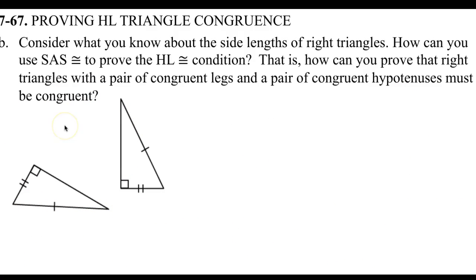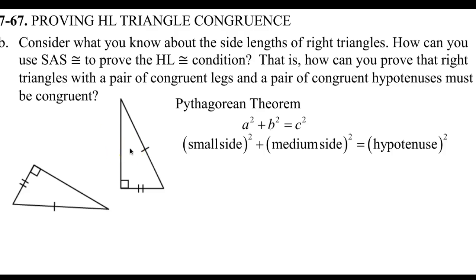Okay, last couple questions here. Consider what you know about the side lengths of right triangles. How can you use SAS, side-angle-side, to prove HL, hypotenuse-leg, using the Pythagorean theorem? Basically, if we can find this side, then we have a side that's congruent, these two, an angle, because remember all right triangles have 90, and then we also have this side. So side, angle, side, if we can find this side.